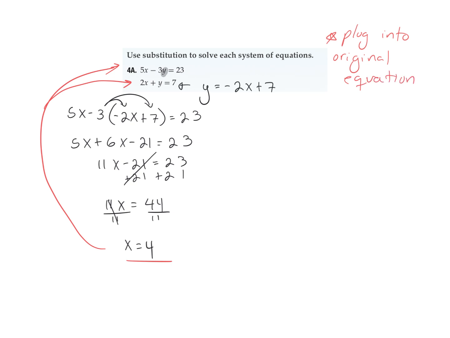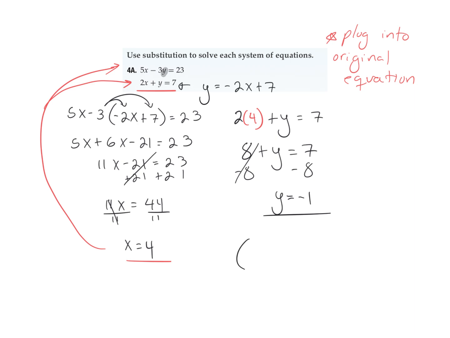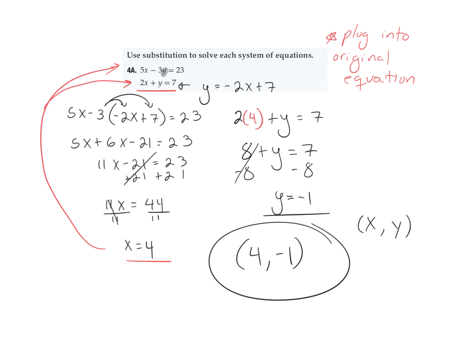So I'm going to use this second equation just because. So this would be 2, and instead of the x, we're going to plug in that 4, plus y is equal to 7. So this would be 8 plus y is equal to 7. We'll subtract the 8 and we get y is equal to negative 1. So now we have the x and the y. Your solution's always going to be in an ordered pair. Remember, the ordered pair is always x comma y. So this would be your final answer to this problem. Again, it's always in an ordered pair.